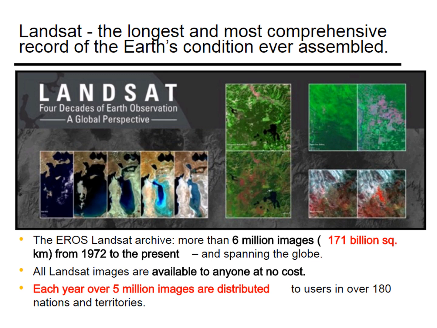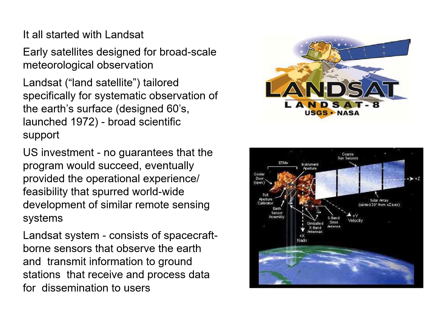So each year, 5 million images are distributed to users in over 180 nations and territories. And it basically all starts with Landsat. Early land viewing satellites were designed for broad-scale meteorological observation, so basically looking at clouds and cloud distribution patterns. Landsat, which stands for Land Satellite, was the first one tailored specifically for systematic observations of the Earth's surface. It was designed in the late 60s, launched in 1972 with broad scientific support.